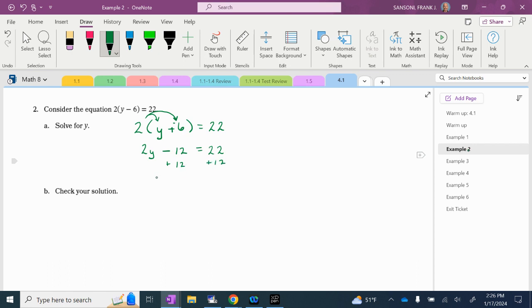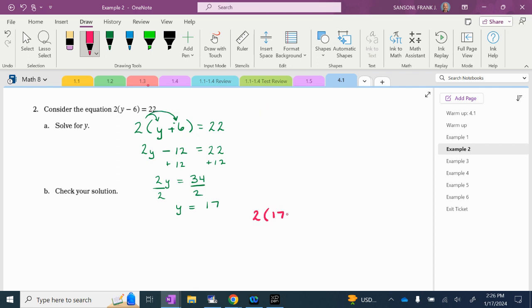So what is 22 plus 12? 34. And I'm almost done. Y is almost by itself. What is 34 divided by 2? 17. Notice that letter B says what? Check your solution. So we're going to take 17 and plug it into our original equation.